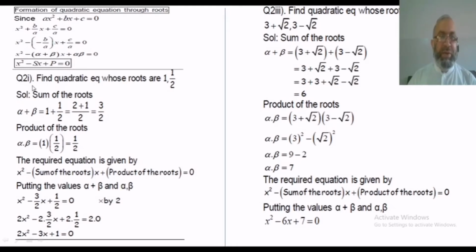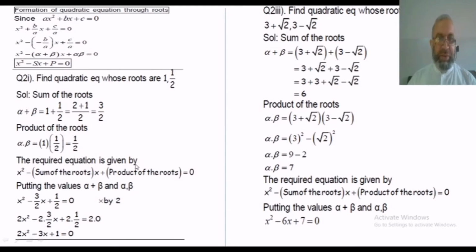For example, now come to question 2. Find the quadratic equation whose roots are 1 and 1 by 2. Now the roots are given, we have to form the quadratic equation. So for formation of a quadratic equation, first find two things, the sum of the roots. Roots are given, 1 and 1 over 2, so their sum is 1 plus 1 by 2. 2 is the LCM, 2 plus 1 is 3 by 2. The sum of these two roots we get is 3 by 2. Similarly, the product of the roots, 1 into 1 by 2, is equal to 1 by 2. So we get two results, the sum of the roots and the product of the roots.